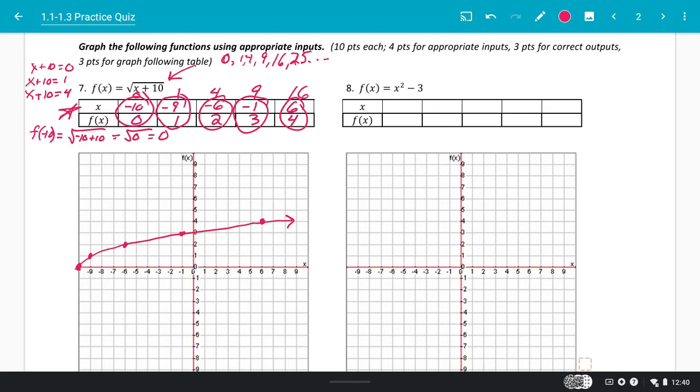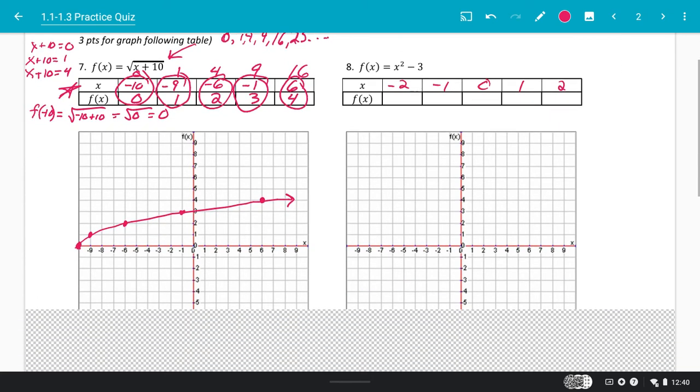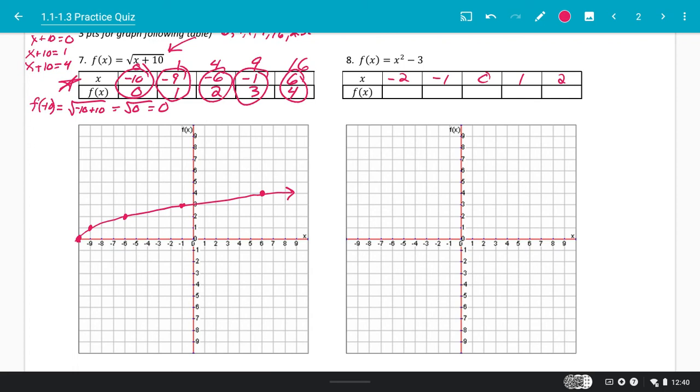For number 8, again, I have to choose appropriate inputs. I like this one, though, because there's nothing special. There's no fraction, no root. So I can just choose -2, -1, 0, 1, and 2. Okay, so f of -2 equals -2 squared minus 3, which is 4 minus 3, which is 1.